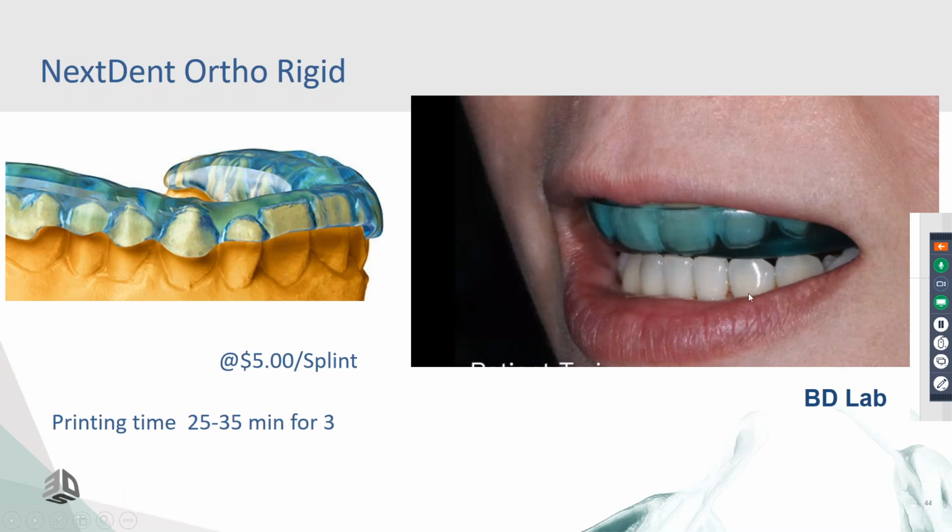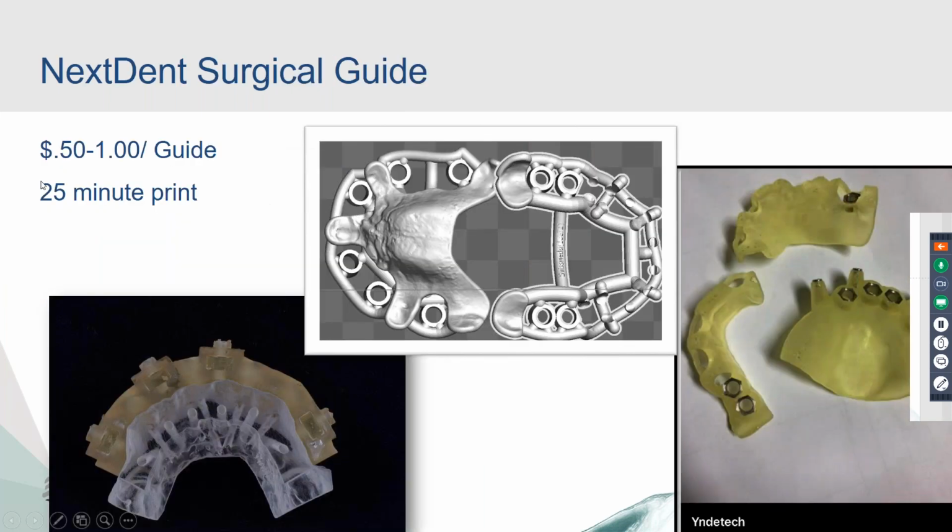And same with your ortho rigid. Now this is what it looks like in the mouth. It prints really well with a blue tint on it, so we added the blue tint. It takes about 25 to 35 minutes and you're paying about $5 per splint. Your surgical guides are about 50 cents to $1 and it's a 25-minute print.